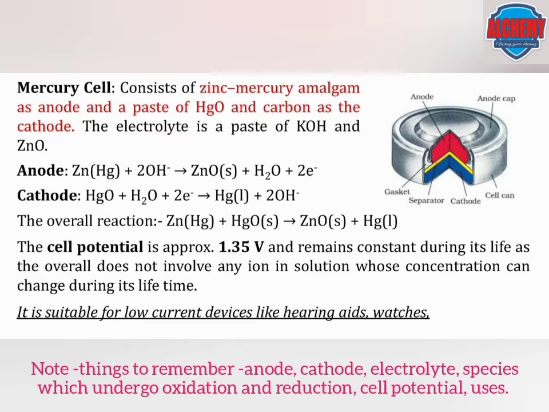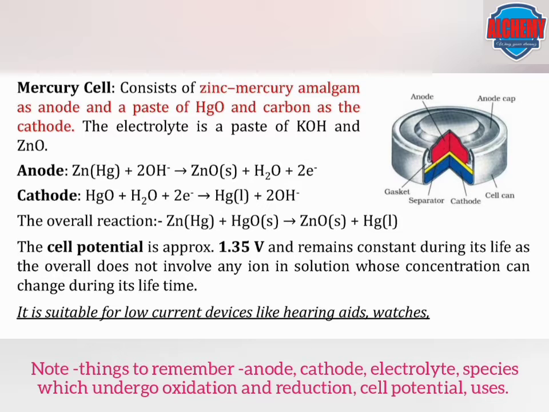The next primary battery is the mercury cell. It consists of a zinc-mercury amalgam as the anode and a paste of mercury oxide and carbon as the cathode. The electrolyte is a paste of potassium hydroxide and zinc oxide. The half reactions taking place in the mercury cell are given here.